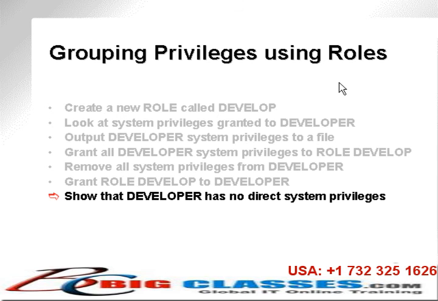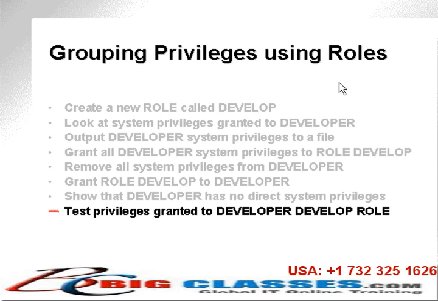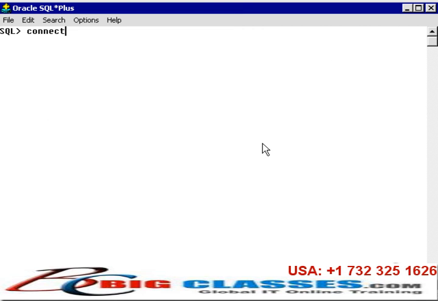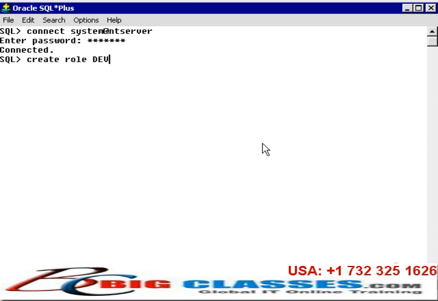And then we're going to show the developer user has no direct system privileges, but that it has the privileges that it had before, except that it now has them through the role rather than directly. So we're going to test it. Let's connect to the database as the system user. Now let's go and create a role called develop. Role created.